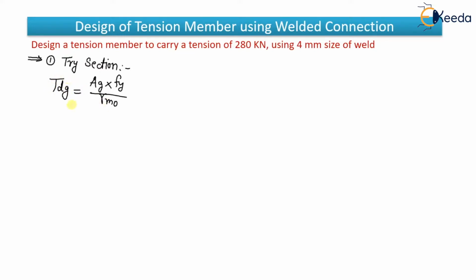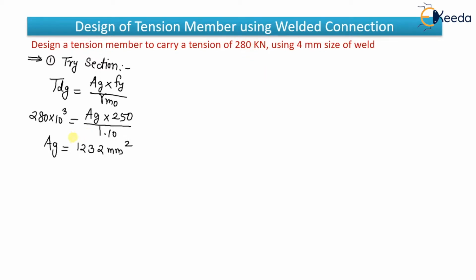Now we have to use this formula to calculate how much will be the gross area required for my section. So what I will do, I'll put Tdg as the load which they have given. I will be assuming that this one is the strength of the welded connection. Ag I will keep unknown, because I want to find out what is the area required for this 280 kilonewton load, and gamma m0 we always take as 1.10. So gross area will be equal to 1232 mm square. This is the area that is required to resist this 280 kilonewton of load.